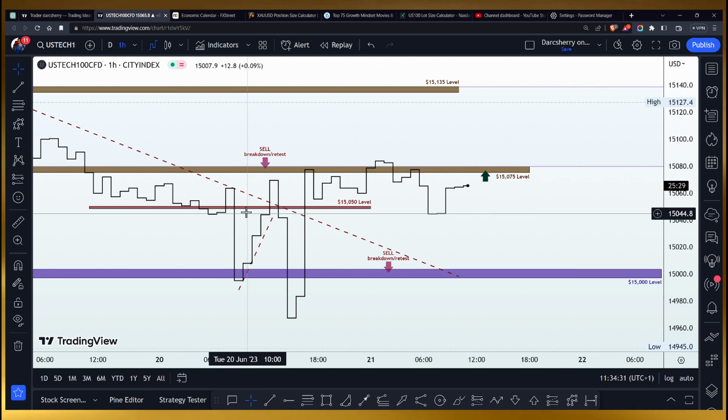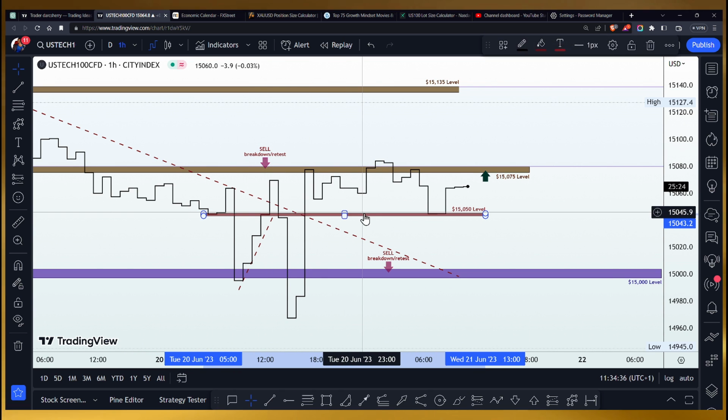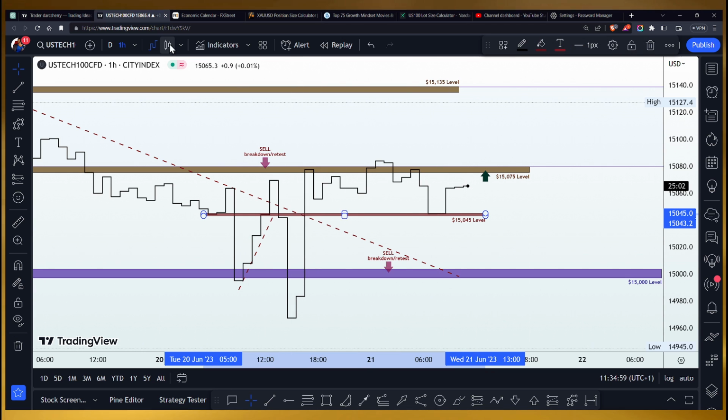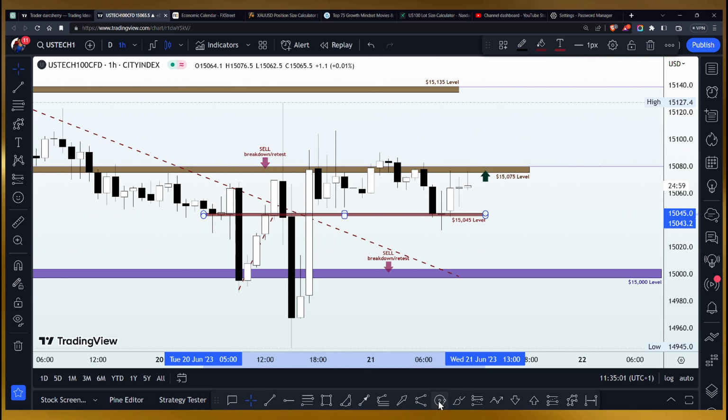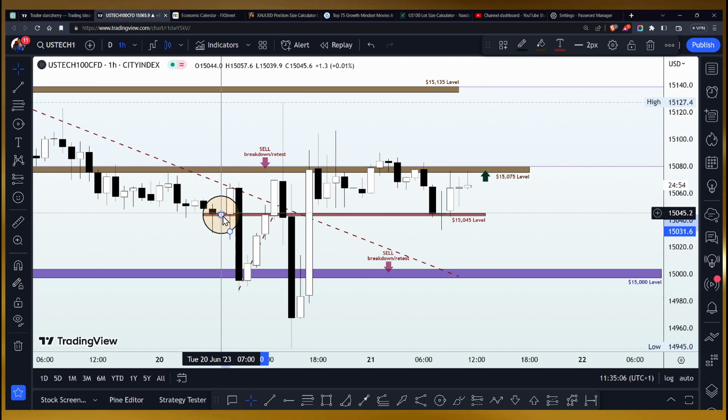Now, if we bring out our line chart here, we have a structure around the $15,050 mark, okay, 15,045, I think. So we have this level marked out here, which we are going to be using to guide our trading activity for any selling opportunity today. So what I'm going to be doing here is to see price drop below this level. If you bring up our candle chart here, you will see how this level has been a major determinant of price action in the last 24 hours.